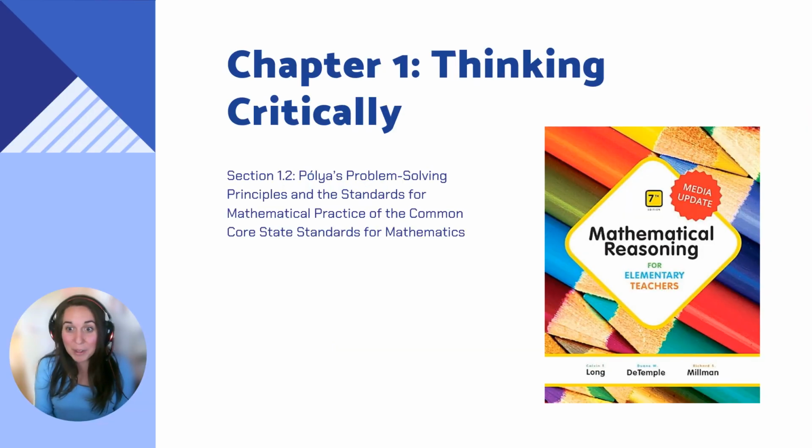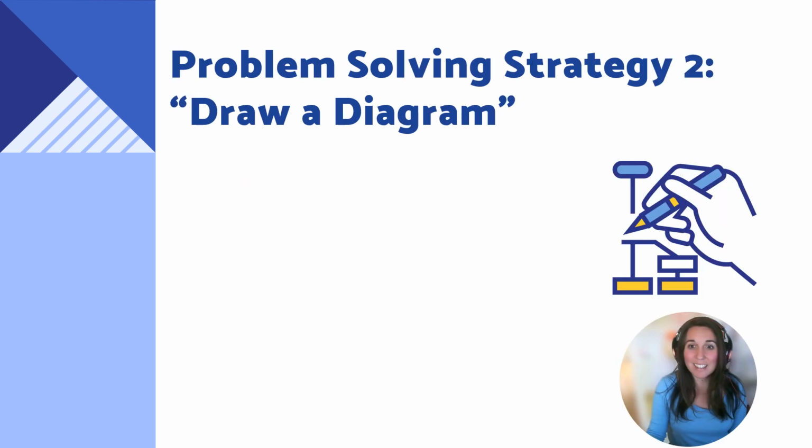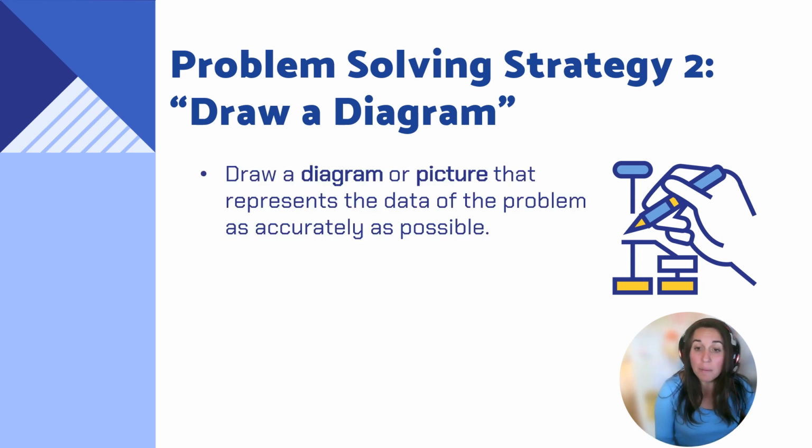Once again, following along in the book, we are in section 1.2. So what exactly are we doing when we use this problem-solving strategy of drawing a diagram? That means we're drawing a diagram or a picture that represents the data or the information of the problem as accurately as possible. And so our diagram does not have to be overly complicated. You don't need to be an artist in order to do it. In fact, today we're going to use a very simplistic version of a diagram. We're just simply going to draw a number line.